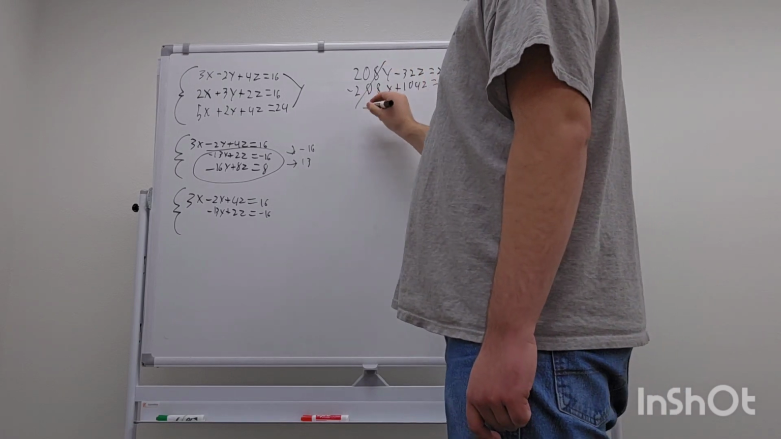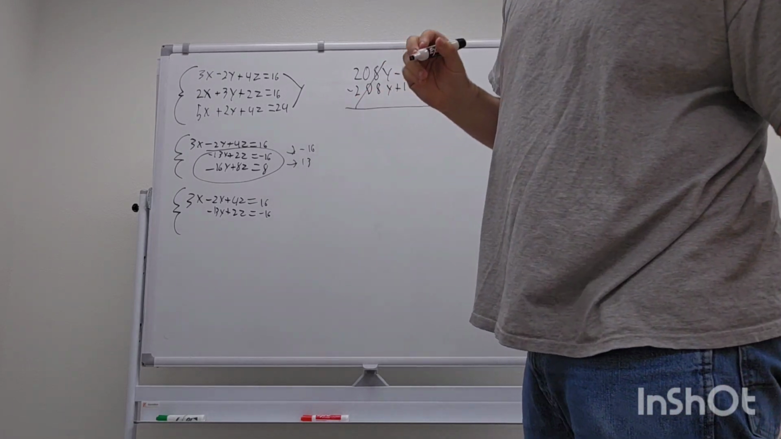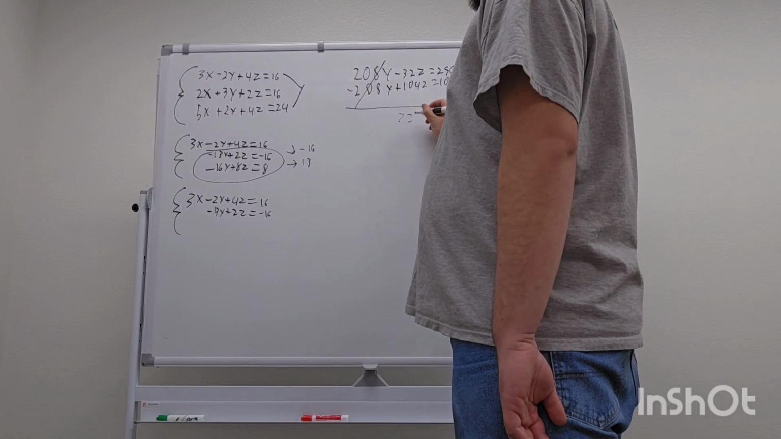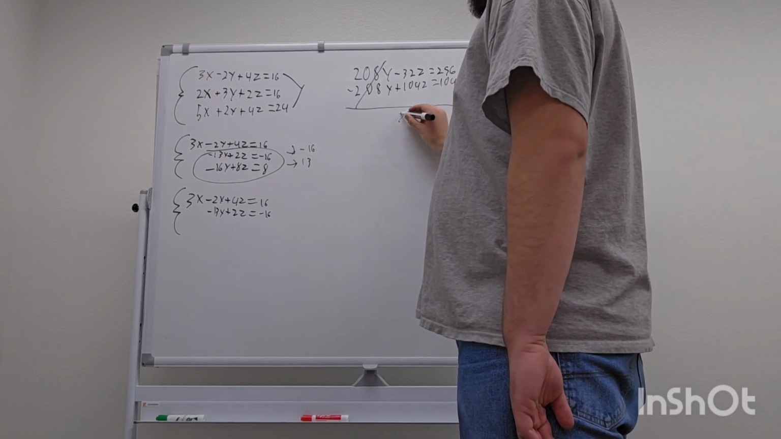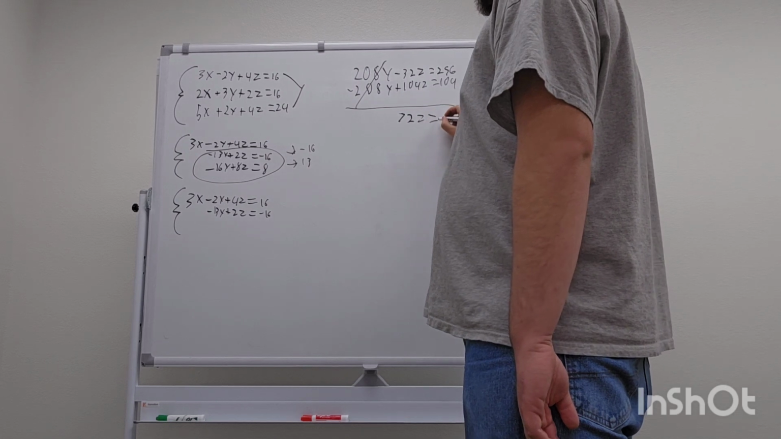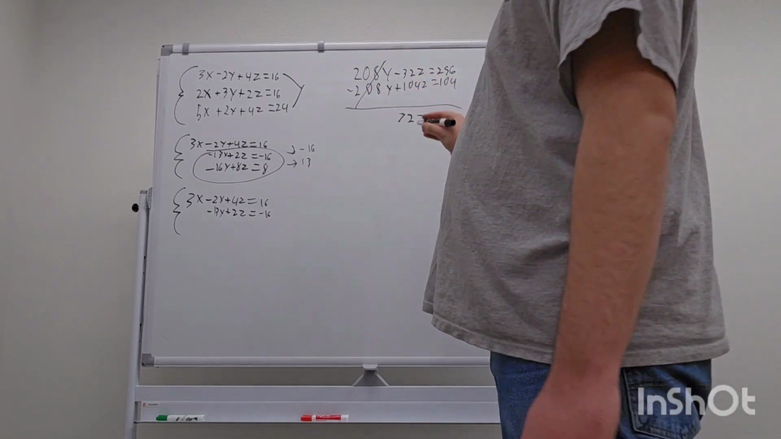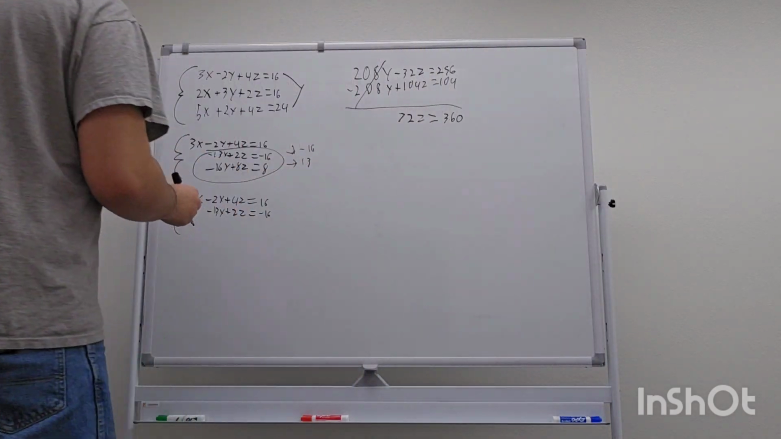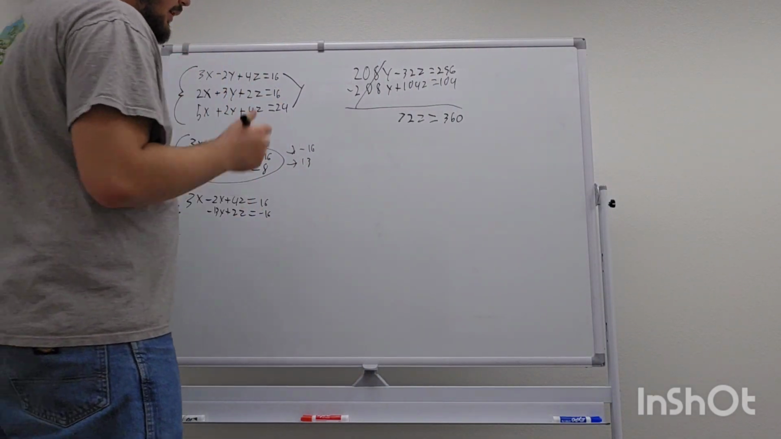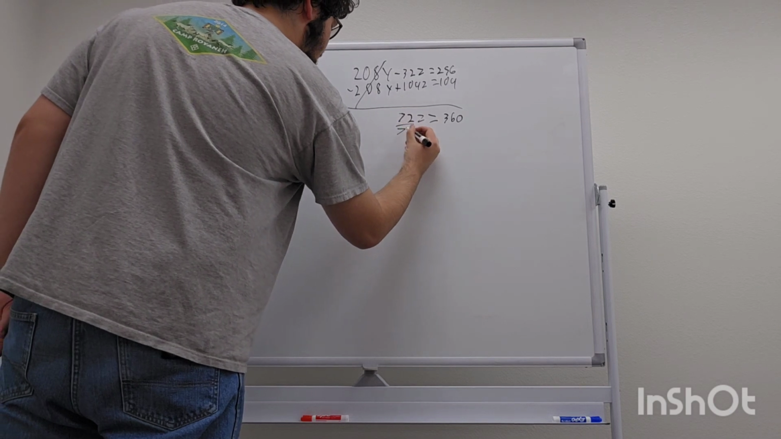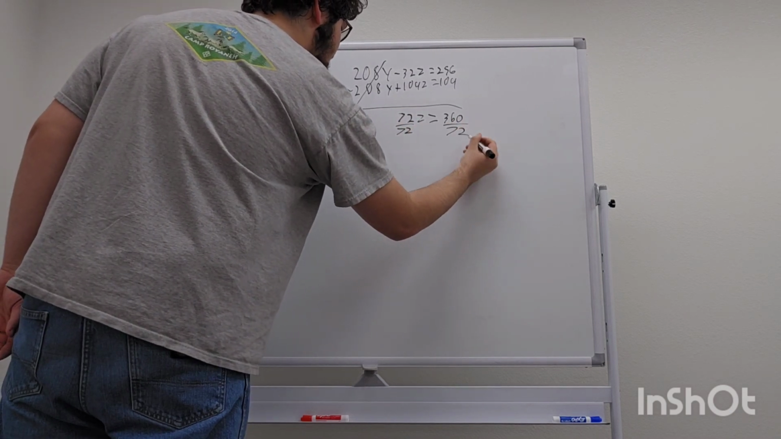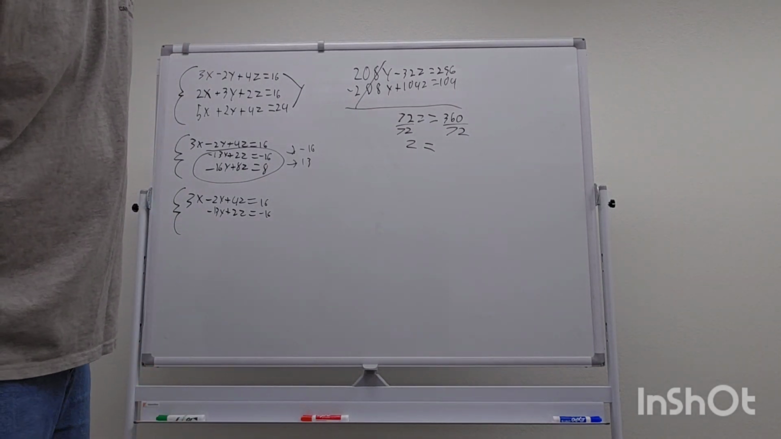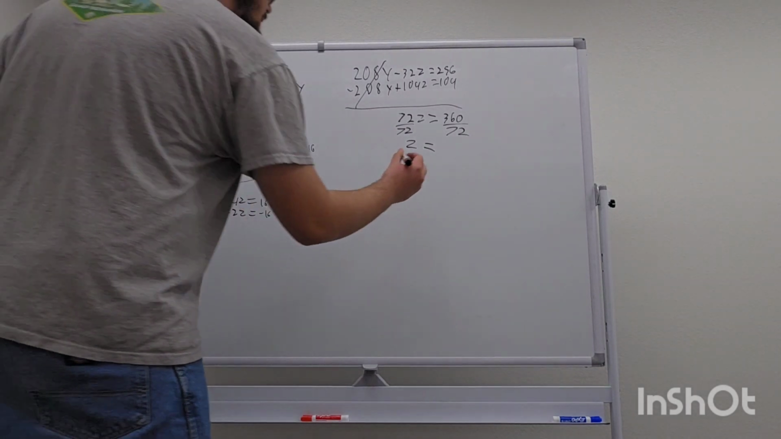Now, these two cancel out, and we are left with positive 72, my marker's dying, 72z is equal to 360. And we could put that, well, not quite yet. So now we are going to divide by 72 on both sides, creating z equals 5.